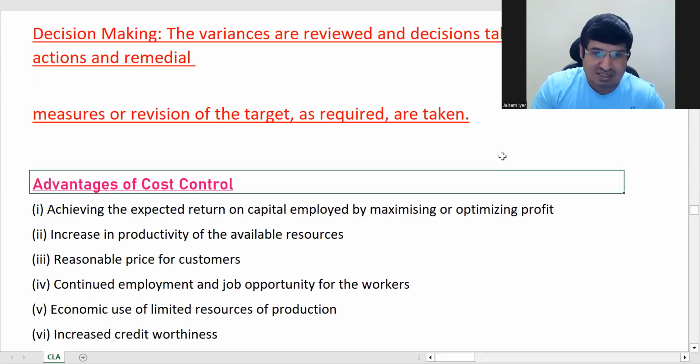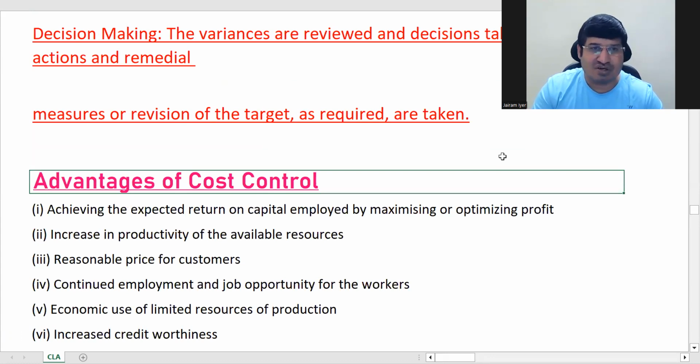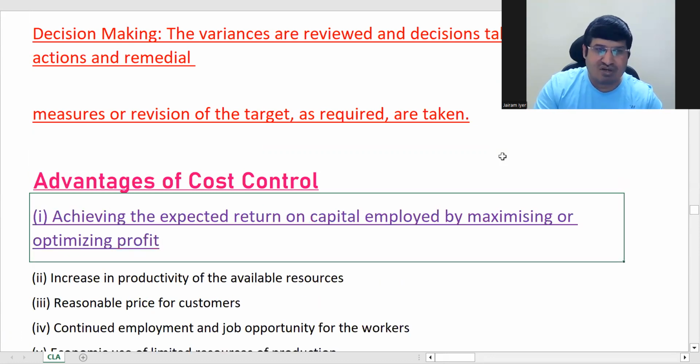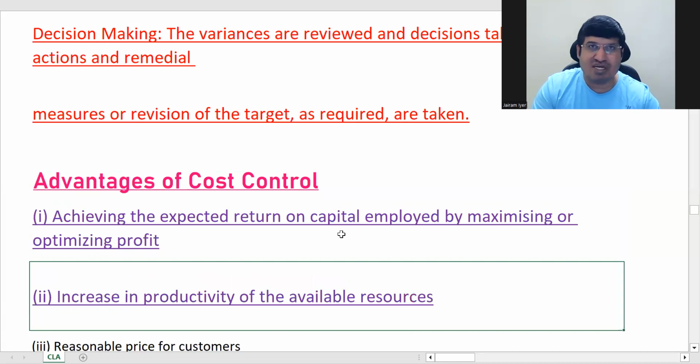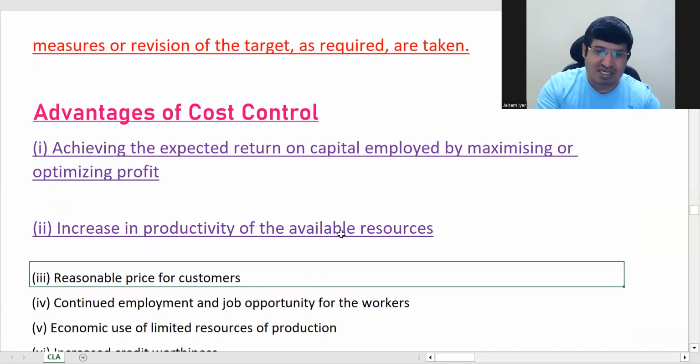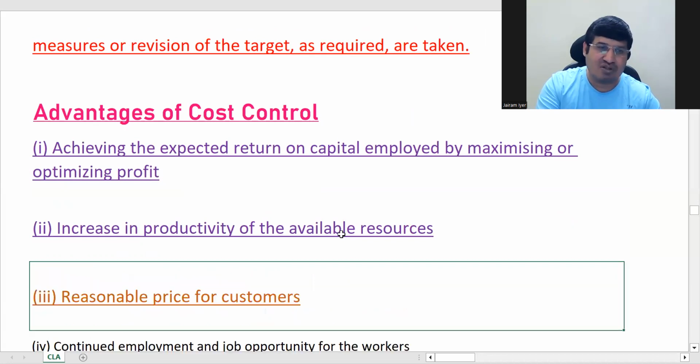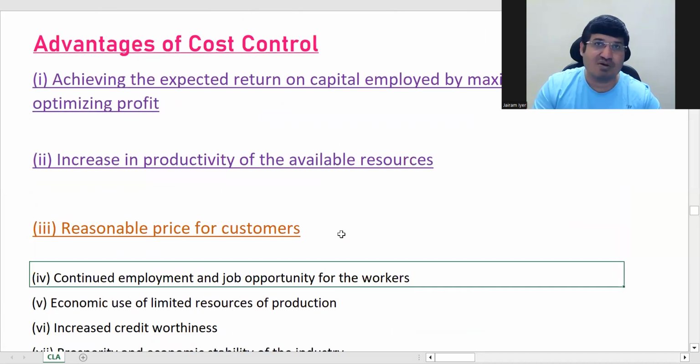Right? So the next is advantages of cost control. Again, the advantages and disadvantages point. What are the advantages of cost control? You will reach your target. Here it's expected return on capital by maximizing profit. If you have reduced your cost, of course your profit will be more. Productivity will increase naturally when you have kept a tab on the cost. Reasonable price for customers: if your cost is less, customers will also get it at a reasonably lower cost.